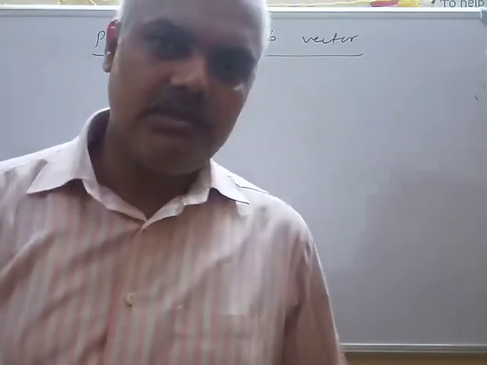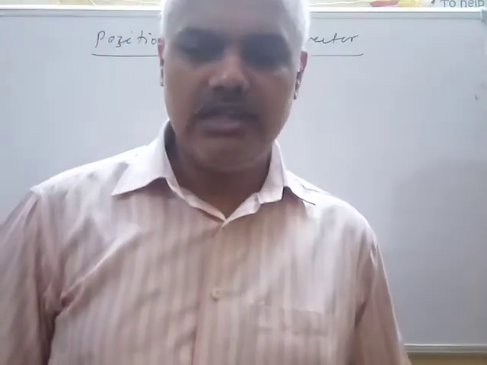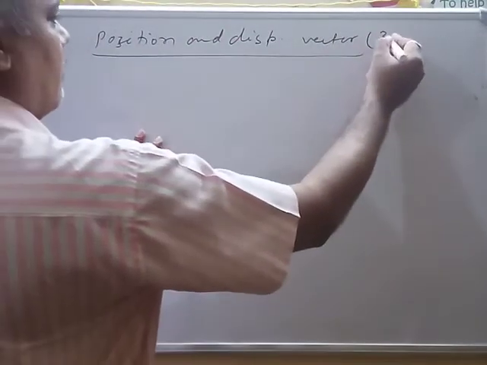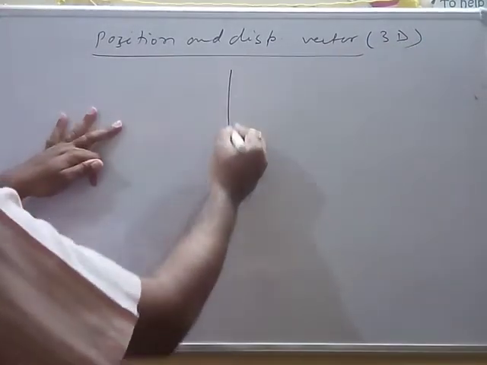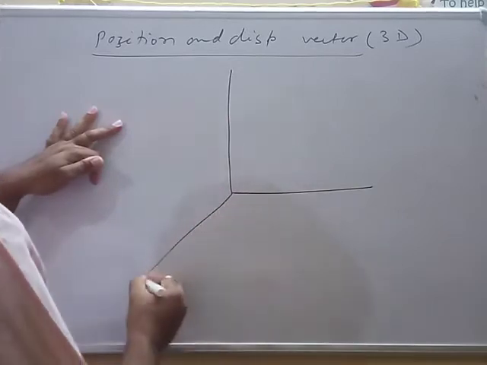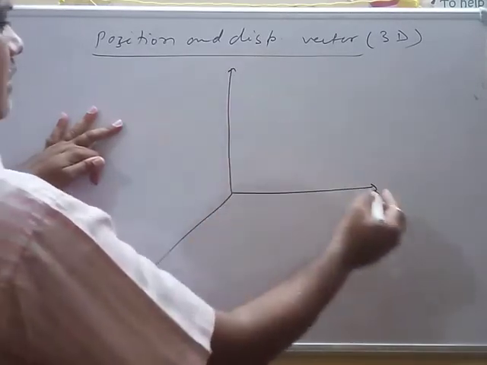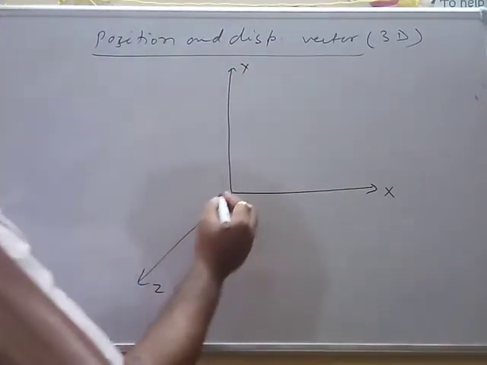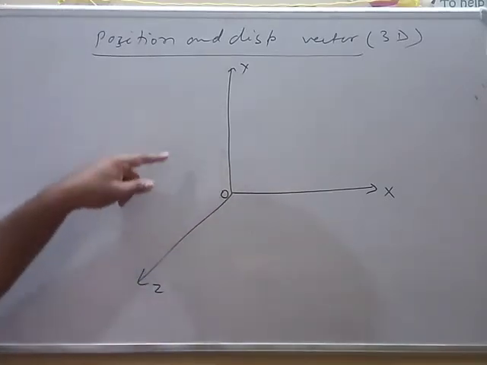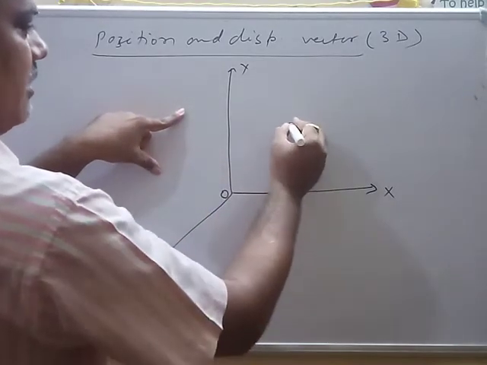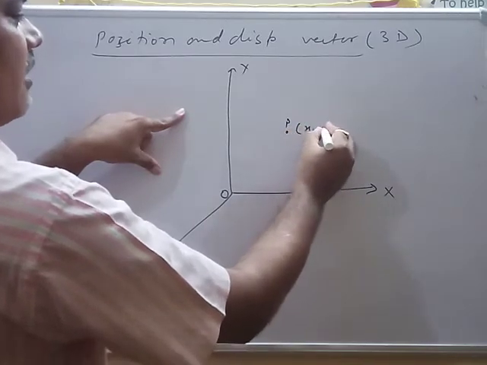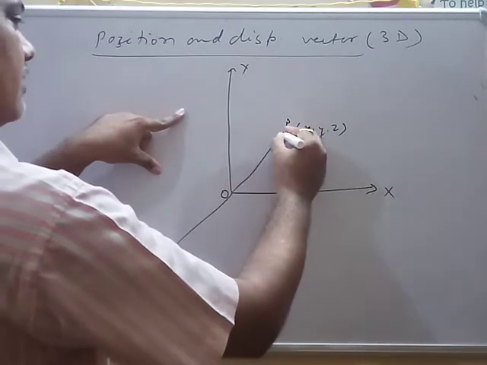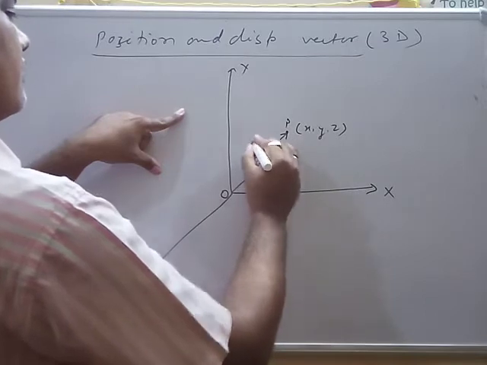Dear student, today we will discuss position and displacement vector in 3D, means in 3 dimensions. These are the X, Y and Z axes. This is the origin. Let P be a point whose coordinates are x, y and z. Its position vector is r.